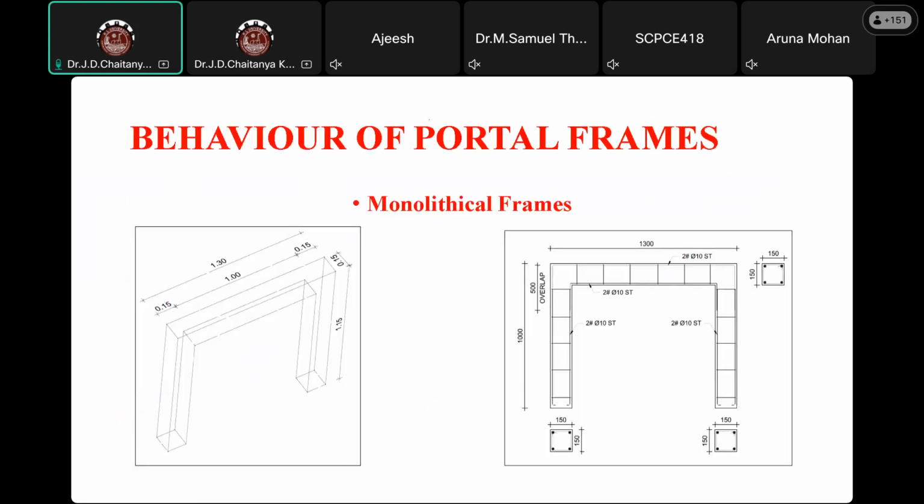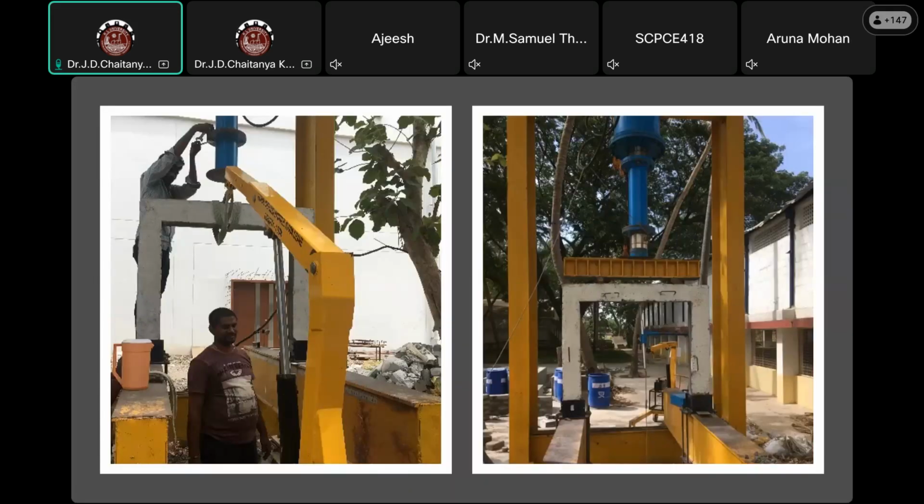Next, we captured the monolithic frame. The monolithic frame has a size of 1 meter by 1.3 meter. So the clear column to column size is 1 meter, height is 1 meter, and we consider the cross section to be 150 mm by 150 mm. You can observe here the reinforcement detailing of monolithic frames. They are the chassis specimens when you are testing in the laboratory, that is the loading frame. So we provide the hooks for the lifting purpose. After that, we placed the frame in the loading frame. After that, we went for the testing.